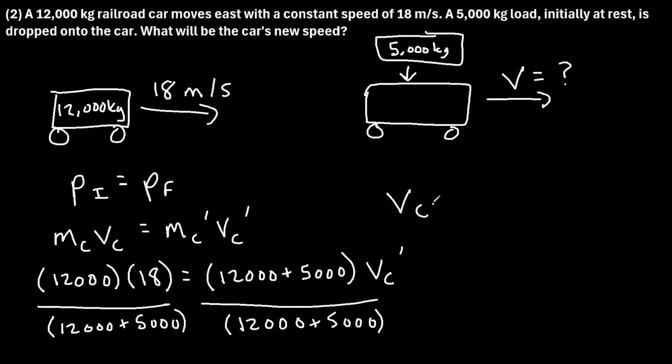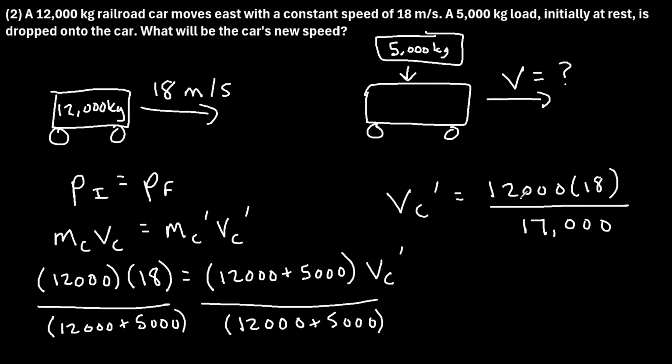The final velocity of the car is going to be equal to 12,000 times 18 divided by 12,000 plus 5,000, that's 17,000. And if you punch this into a calculator, this comes out to about 12.7. And we're talking about velocity, so we'll say meters per second. So that will be our final answer on this one.